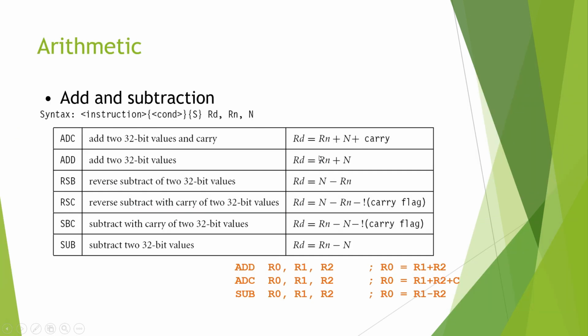The next instructions are the arithmetic instructions for doing addition and subtraction. We have an ADD instruction which adds the contents in the registers R1 and R2, and the result is stored in R0. We have another instruction called ADC, add with carry, which adds the contents of the two registers and the content of the carry flag, the result being stored in the register R0. Subtraction, SUB, subtracts the contents of R1 and R2, and the result is stored in R0.